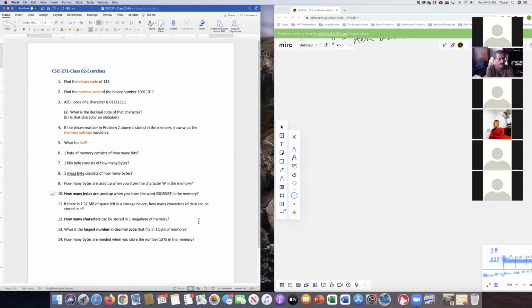Okay, so let's begin with this exercise, class 2 exercises. First one says, find the binary code of one.